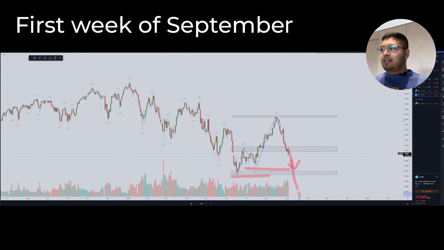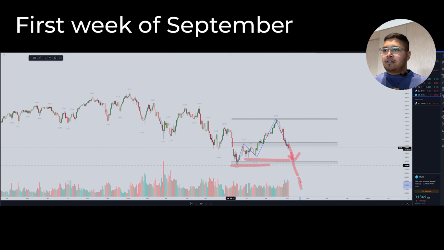Now, if we do indeed push further down, the trend hasn't reversed here until we break these previous lows clearly. So I need to see a clean break of this support here at 30,000 to turn bearish on the US 30. So let's see how this plays out, guys.